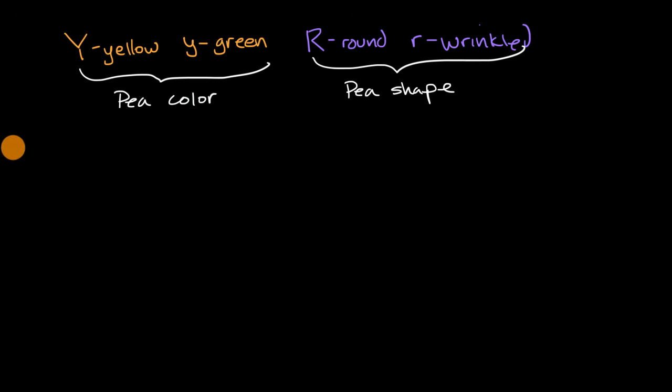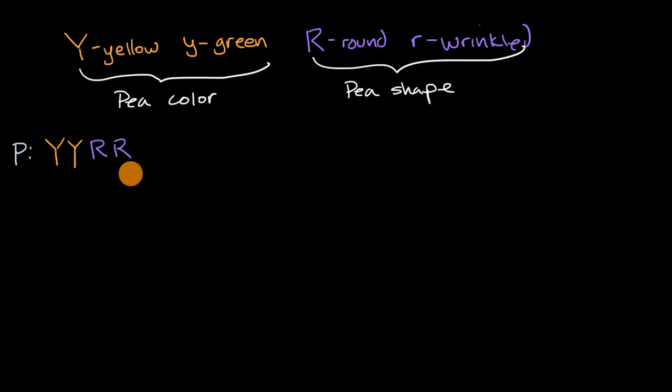So let's say that in the parental generation, you have one parent that is homozygous dominant for both of these genes. So their genotype is capital Y, capital Y, and capital R, capital R. So their phenotype for sure is going to be yellow, round, and we also see the genotype. We see which alleles it has.